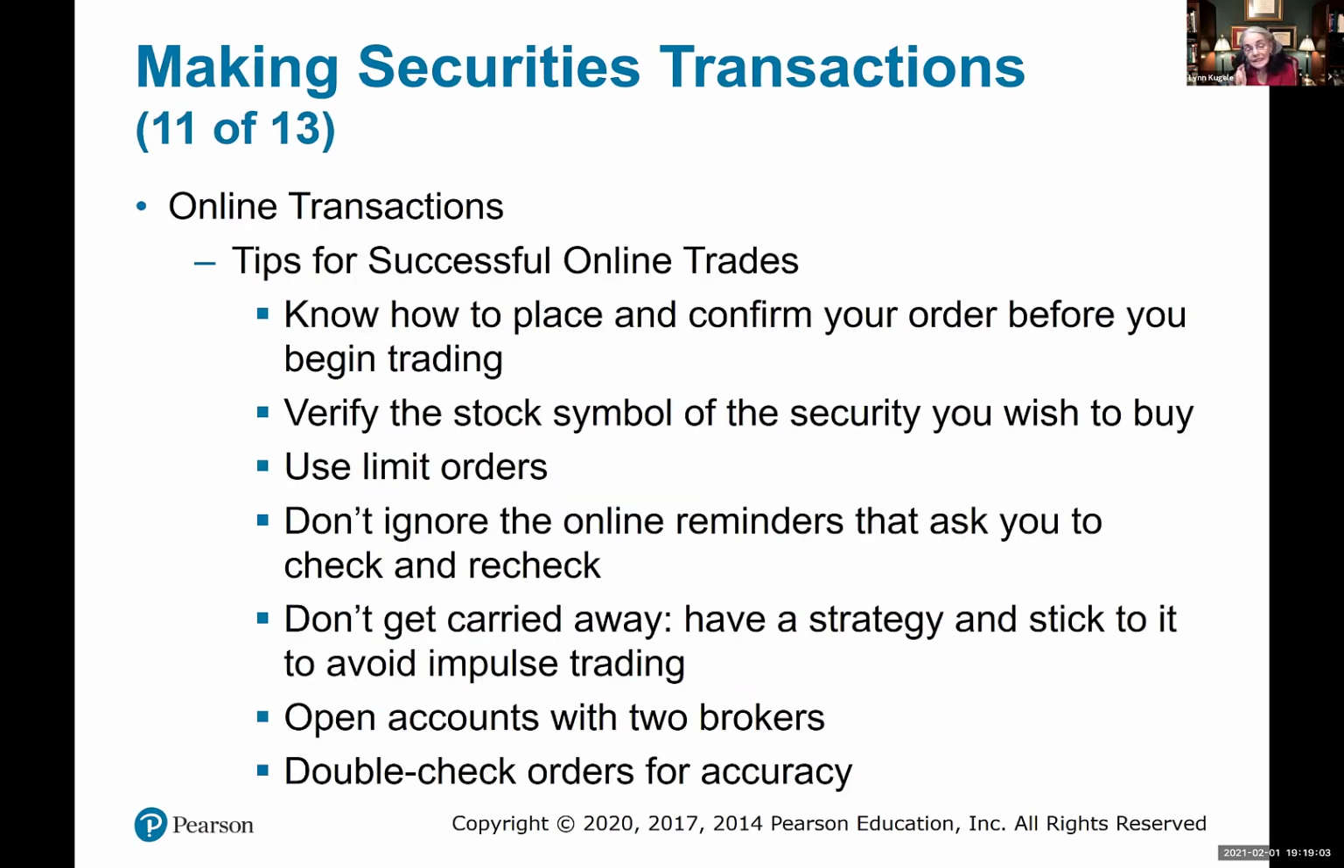Now, if you're going to trade on one, and I know people who do, you need to know how to place and confirm your order before you start. Verify the stock symbol. Use limit orders. They protect you. The worst thing that can happen with a limit order is it doesn't execute. It's not going to execute at a bad price. It just may not execute. Do not ignore it when they remind you to check and recheck. Have a strategy. Don't get carried away. It says open an account with 2 brokers and double check. I know we all shop online now. It's really easier on Amazon, just click buy. But in this case, you're talking about some big money.